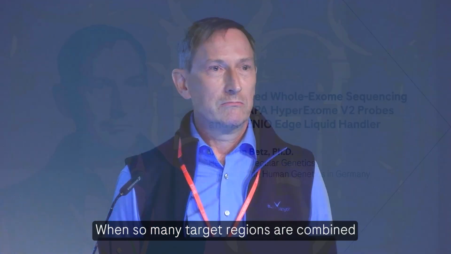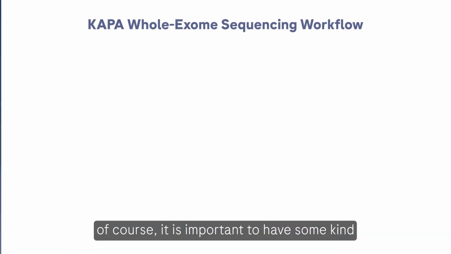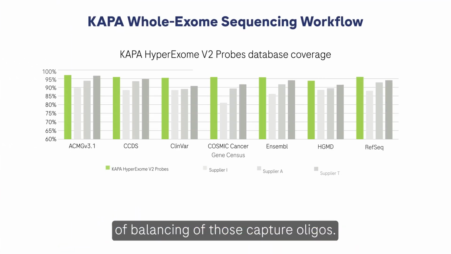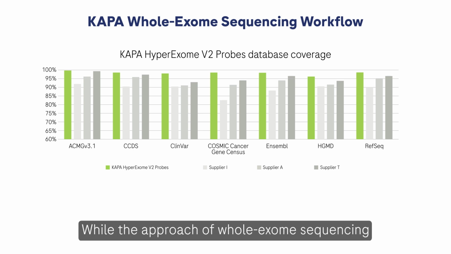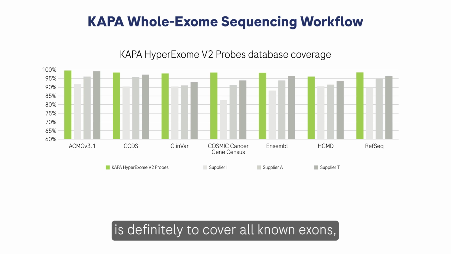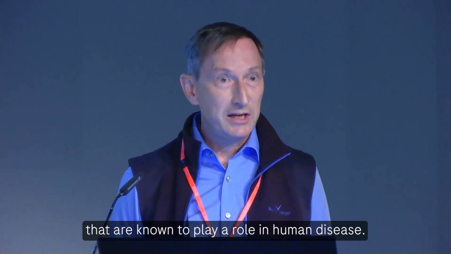When so many target regions are combined, of course, it is important to have some kind of balancing of those capture oligos, while the approach of whole exome sequencing is definitely to cover all known exons. The main emphasis is also to cover regions that are known to play a role in human disease.